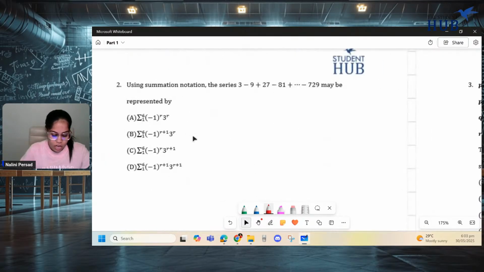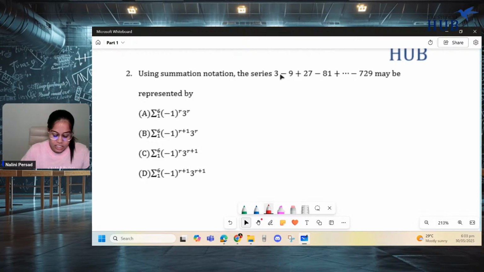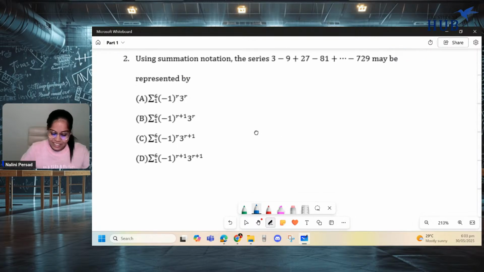Very nice. Question 2, using summation notation, the series may be represented by, right? So for the series, 3 is your first term. So this is just multiple choice questions, right, Zion? Just multiple choice questions. You're asking me legal questions in the chat. This is just multiple choice. So yeah, next year you'll take a look at it.